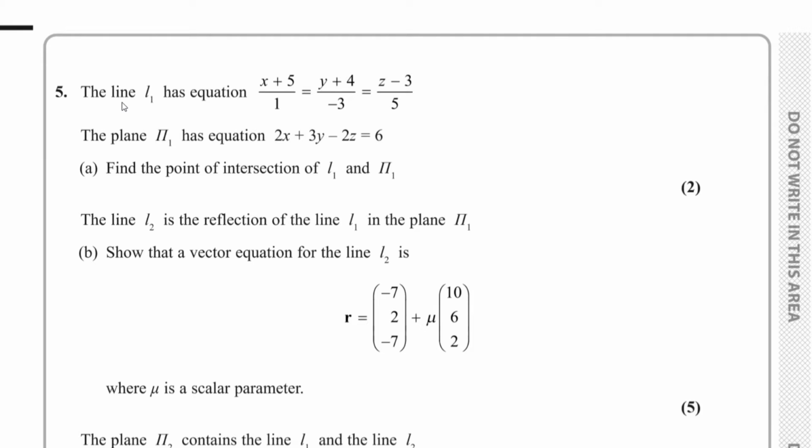Question number 5, the line L1 has equation (x plus 5) over 1 equals (y plus 4) over negative 3 equals (z subtract 3) over 5. The plane pi1 has equation 2x plus 3y subtract 2z equals 6. We have to find the point of intersection of L1 and pi1.